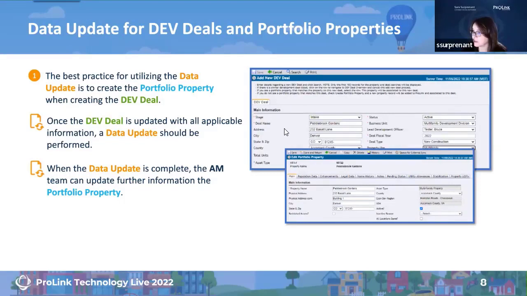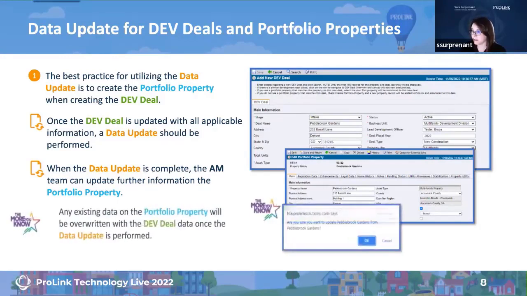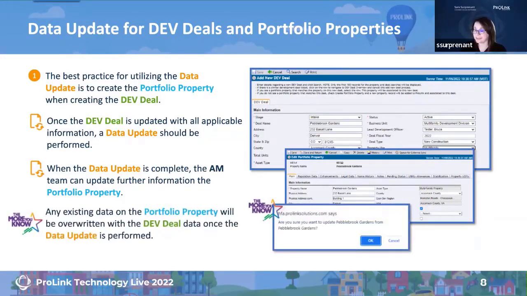We're going to go over some of the information that is required for the data update or that might assist you in making sure you have everything updated in the dev deal to go to the property. Now, this is the important thing. Any existing data on a portfolio property will be overwritten with anything from the dev deal, and we'll look at those fields. So again, it's a process where you want to have everybody in contact so your dev team knows to alert the asset management team when they're about to onboard.